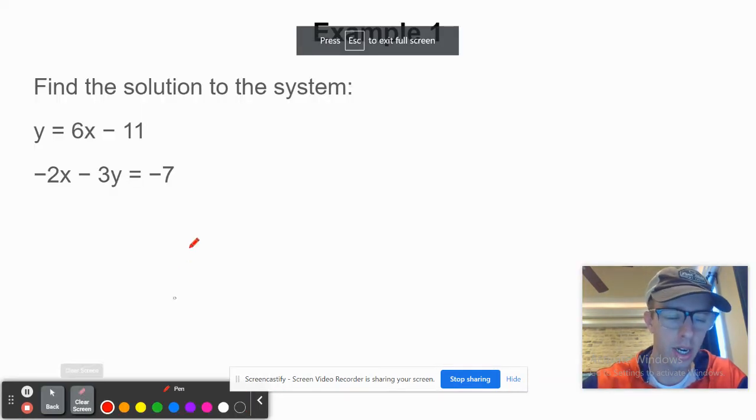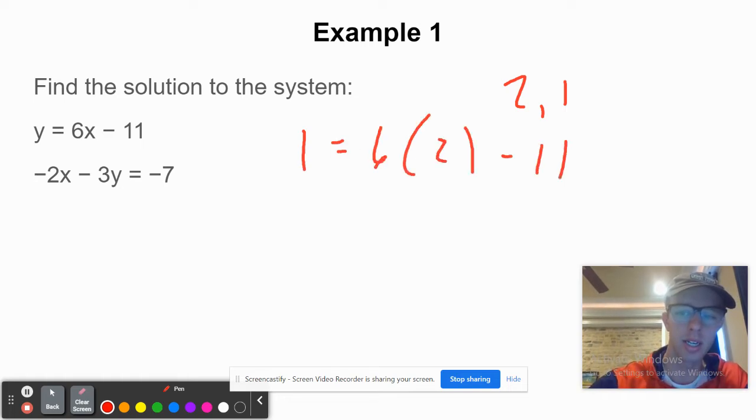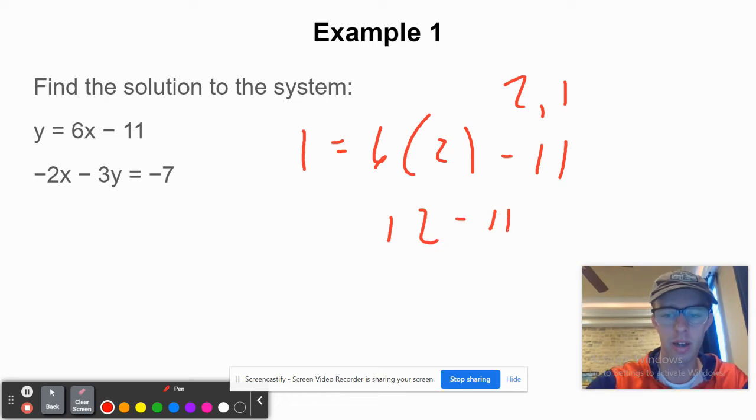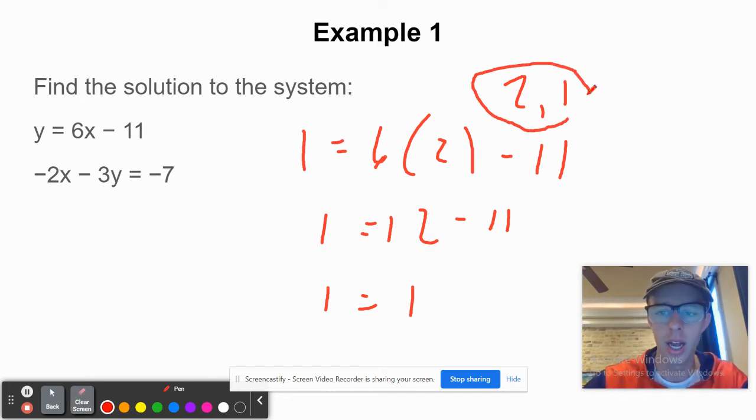It was 2, 1, right? So if I plug in a 2 for x, let's look at the first equation, and a 1 for y, you get 1 equals 6 times 2 minus 11. Is this true? 6 times 2 is 12, minus 11 equals 1. So we really get 1 equals 1. That's true. So the system is we're trying to find the values for x and y that make both of these equations true at the same time.